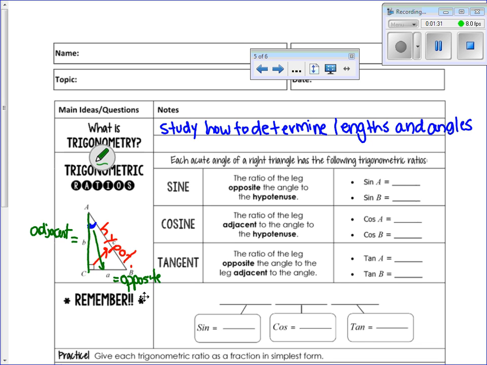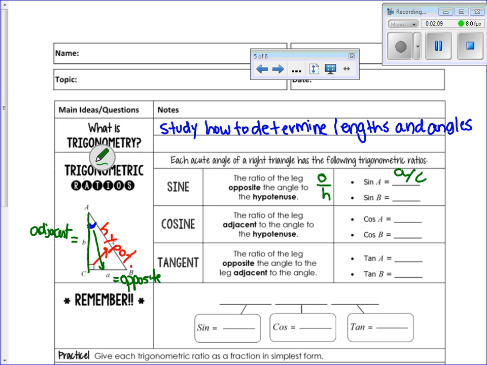Each acute angle of the right triangle has the following trigonometric ratios. So for angle A, we're going to do the sine, the cosine, and the tangent. The sine of angle A is the ratio of the leg opposite over the hypotenuse. So O over H is our designation for the sine function. So sine A equals little a over c. So my ratio is a over c.